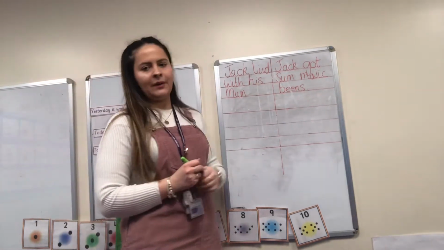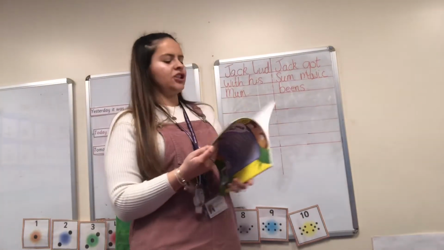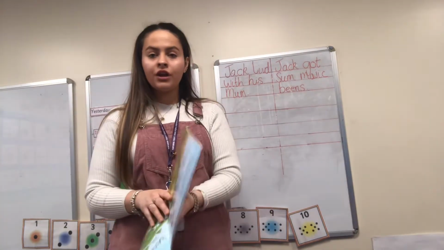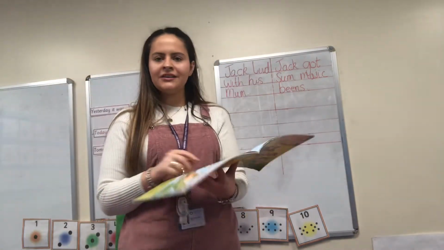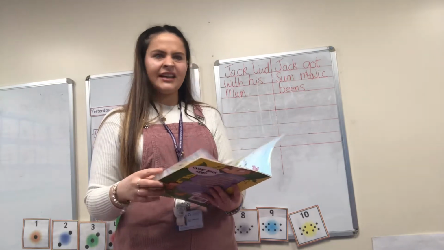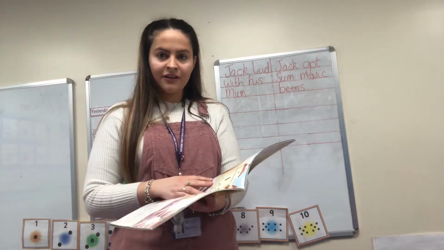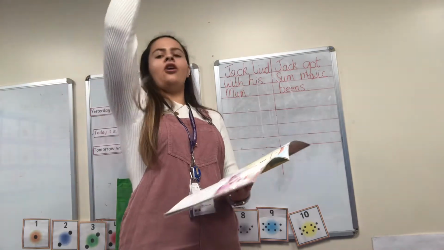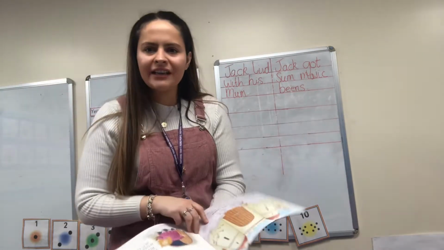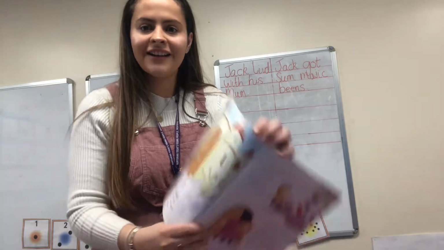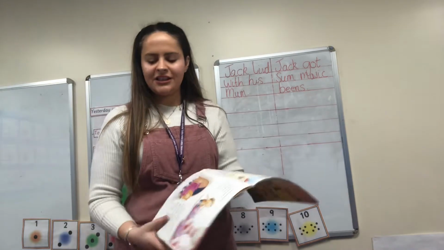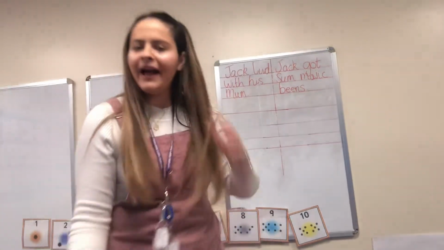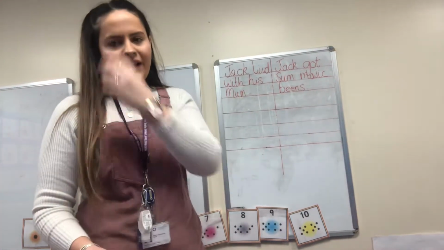And we're going to write in this box, okay? So let's just have a look. So we said Jack got some magic beans. And then what grew in the garden? A big beanstalk. And what did Jack do? Did he just look at the beanstalk? No, Jack climbed all the way to the top. And what did he find at the top? A big castle. Well done. So I thought we could write about the castle, okay?